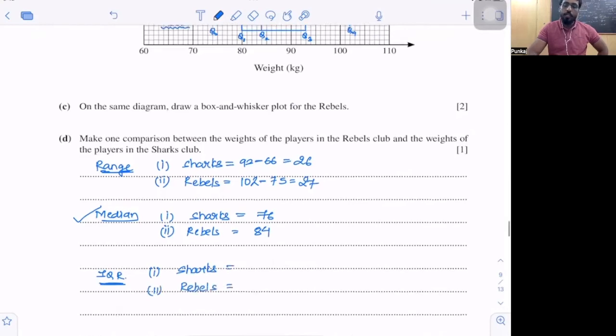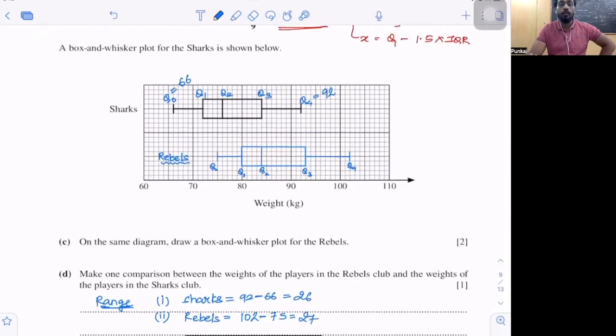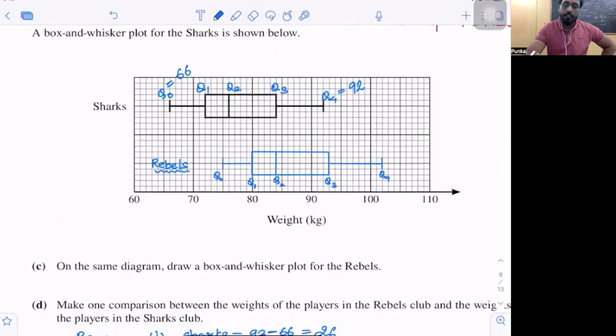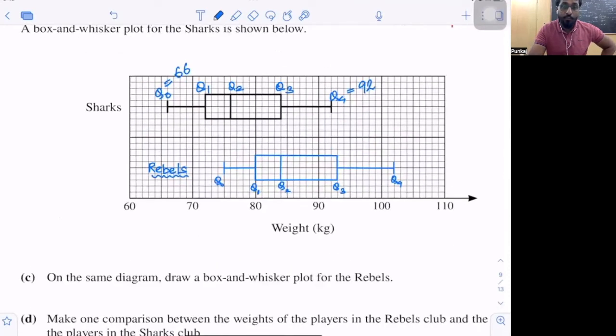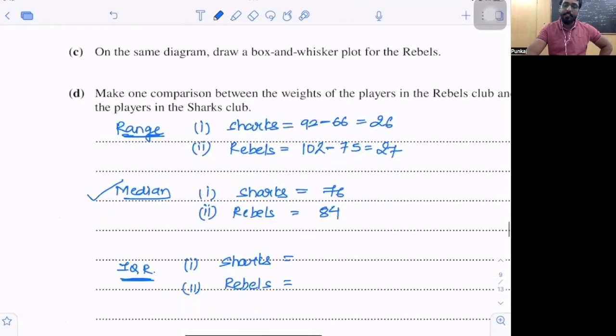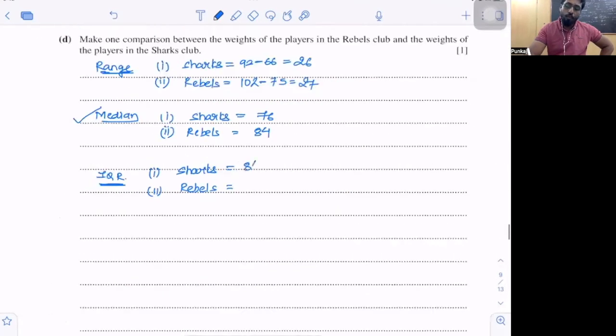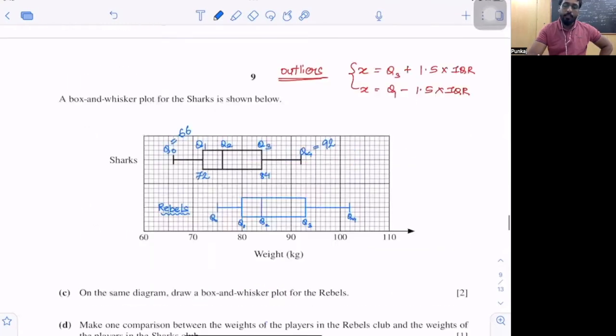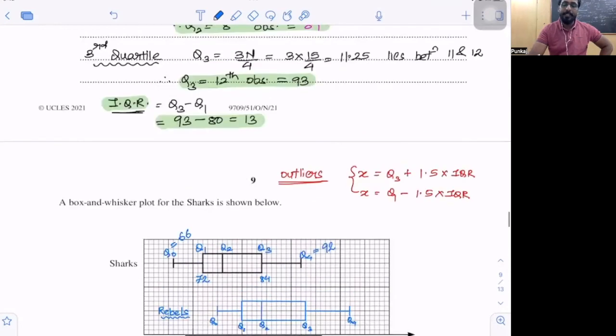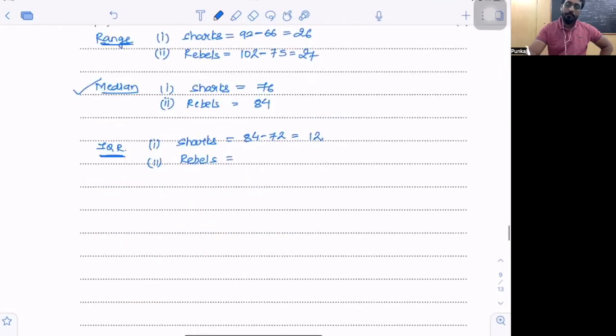Okay, so for the Sharks it's going to be what? I want to get Q3 minus Q1. So you can see Q1 for the Sharks is 72 over here, and Q3 is 84. So I do 84 minus 72. 84 minus 72, that's 12. And for the Rebels, we have already got it, right? It was 93 minus 80, that's 13. This was 13. So that's the interquartile range.